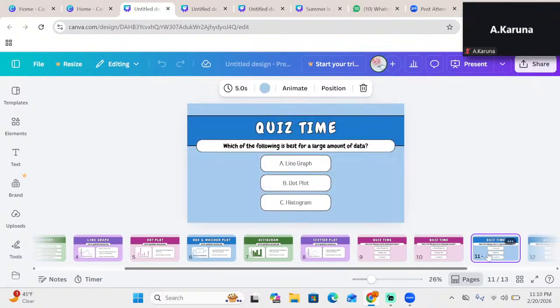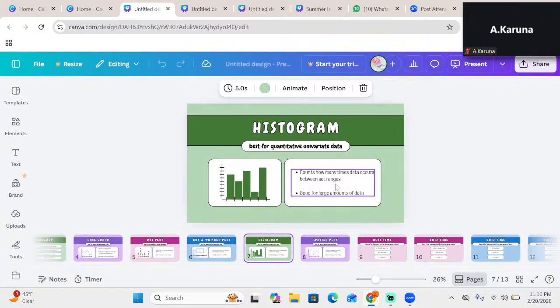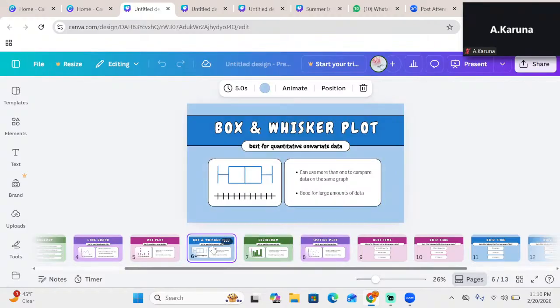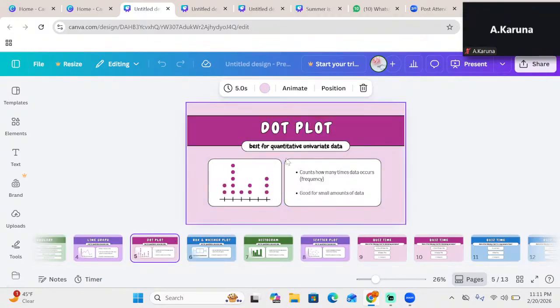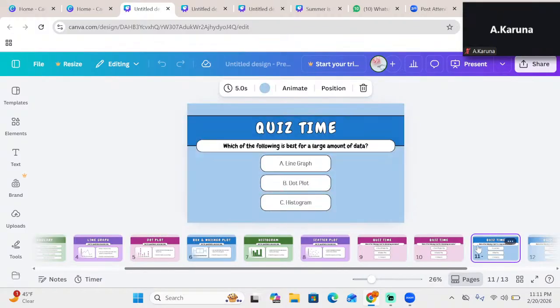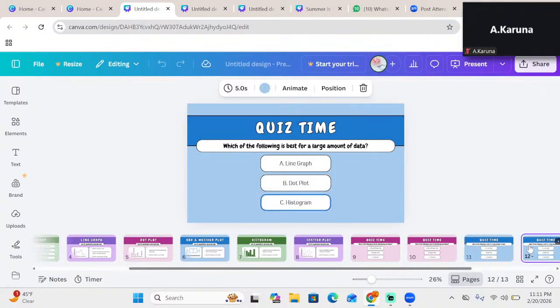Next, which of the following is best for a large amount of data? Well, let's go back. A scatter plot is good for large amounts of data. A histogram is good with large amounts of data. And a box whisker plot is good for large amounts of data. But then when we go back to a dot plot, that's for small amounts of data. So let's go back here and see which one in this three is the best for large amounts of data. Well, the answer is histogram because that's the only option that works. Let's check. Histogram it is.